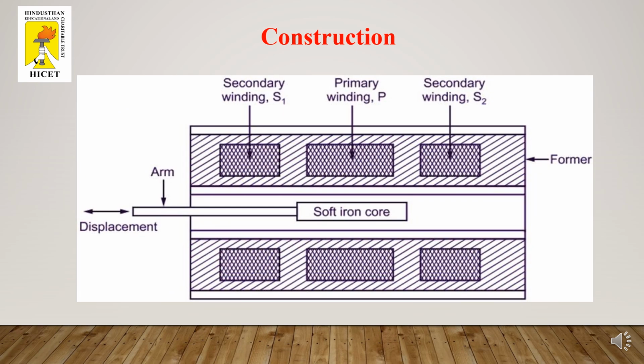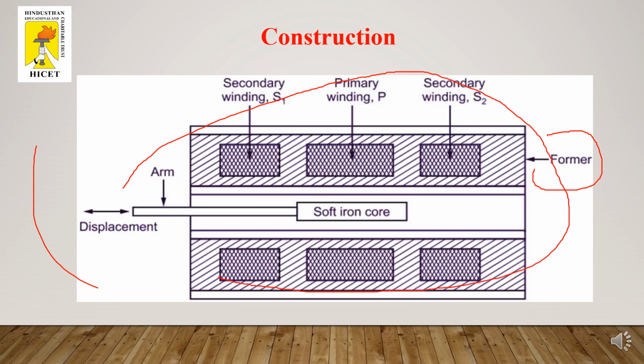For a better understanding, you can see one more construction diagram. Here we have the complete former setup which is enclosed here. Inside that we have a primary winding P, secondary winding S1, secondary winding S2, and there will be a soft iron core. Along with that, we can make a displacement, and that is the movable arm.